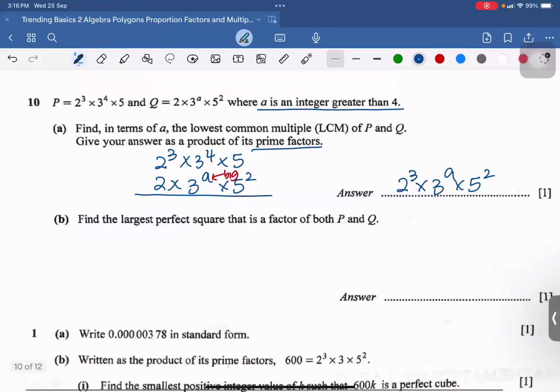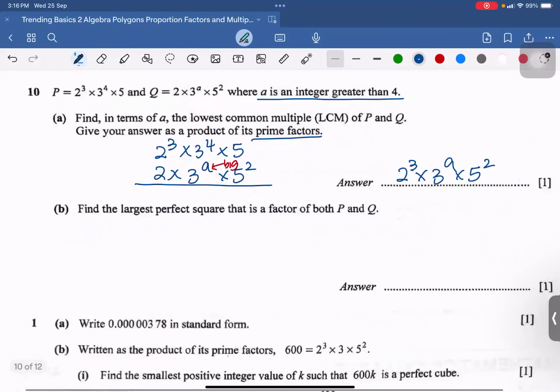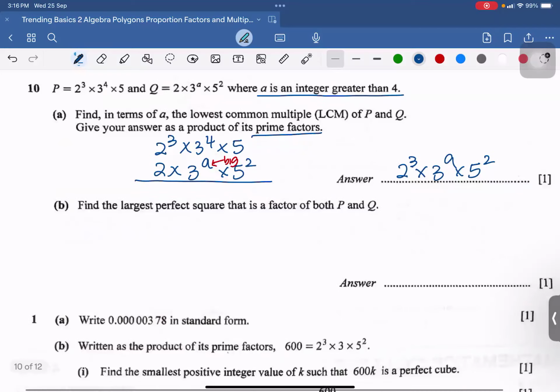Okay, 10B. I explained this many times already. There are 2 parts to the question. Can you tell me what are the 2 main keywords that I need to know? Perfect square. So the number of a perfect square, the power must be an even power, must be a multiple of 2. And then one more keyword. I highlighted. What's one more keyword? P and Q. Factor of both P and Q.